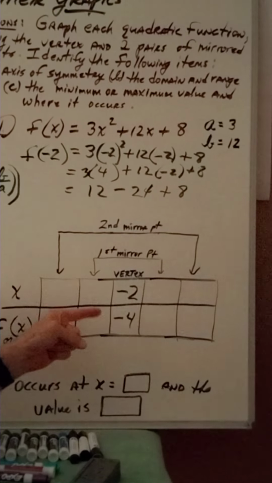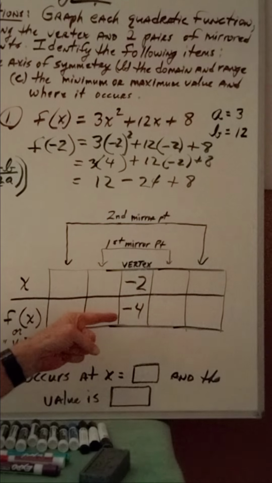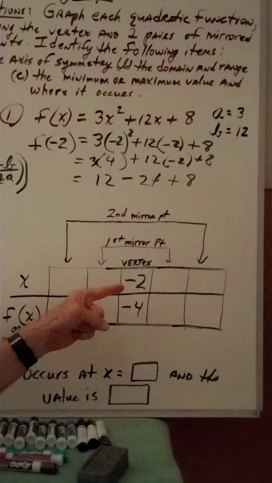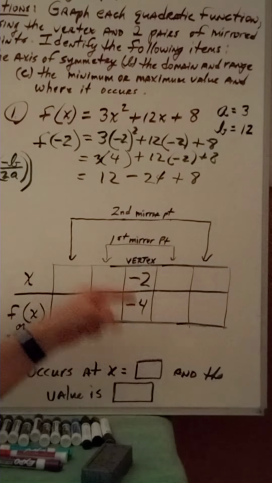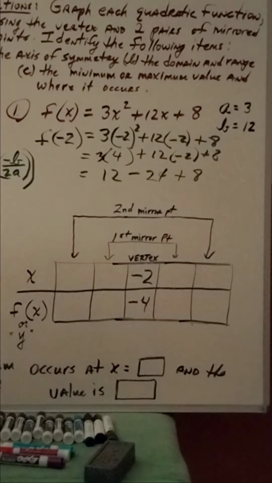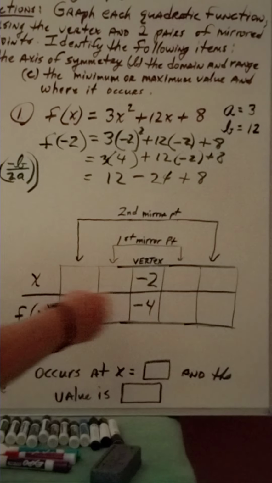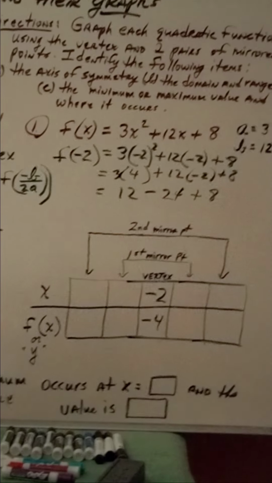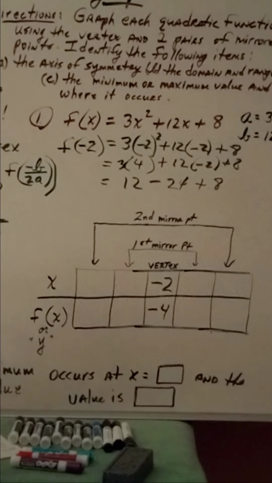So we now have the vertex. The vertex of this quadratic function is (-2, 4). Now I know it doesn't necessarily look like an ordered pair, but there is a reason why I made the display of the chart moving horizontally as opposed to vertically.